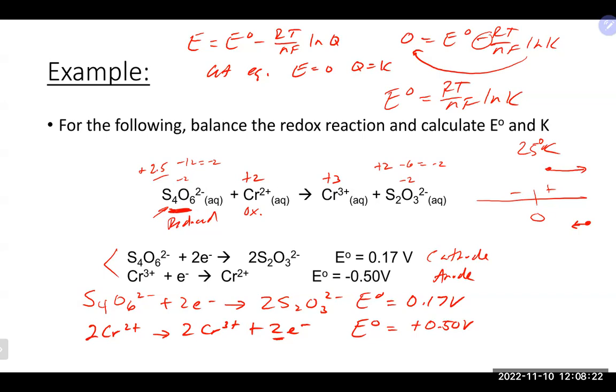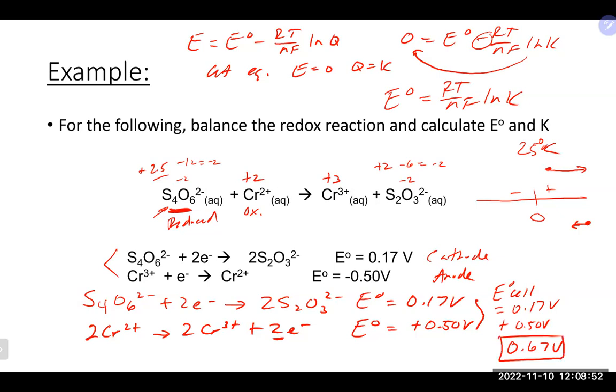So while I've got them here, I will do the adding version because I already flipped the sign of the anode. So my E of the cell will be 0.17 volts plus my flipped sign for my anode, which gives me 0.67 volts. First off, I guess that would be one of the answers we were looking for. So that is the E of the cell right there.